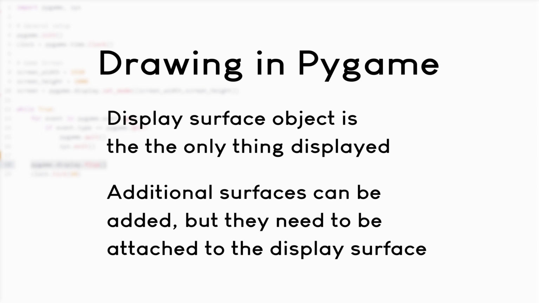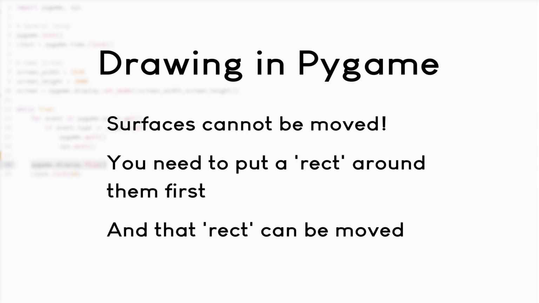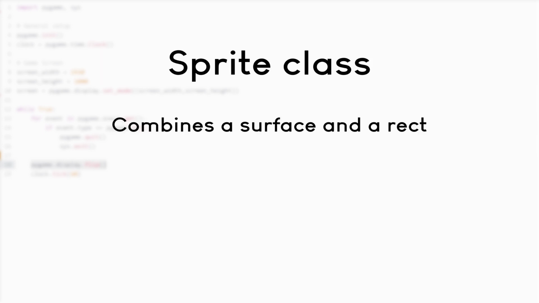But there's one major problem, that you cannot move the images by themselves. To move them, you have to put a rectangle around them, and then you move this rectangle that constrains the image. And these rectangles are called rects. And putting all of this together can be a bit of a hassle, because you have to work with lots of different pieces of code to combine the images and the rects. And the sprite basically combines all of this into one class that makes it much easier to work with.